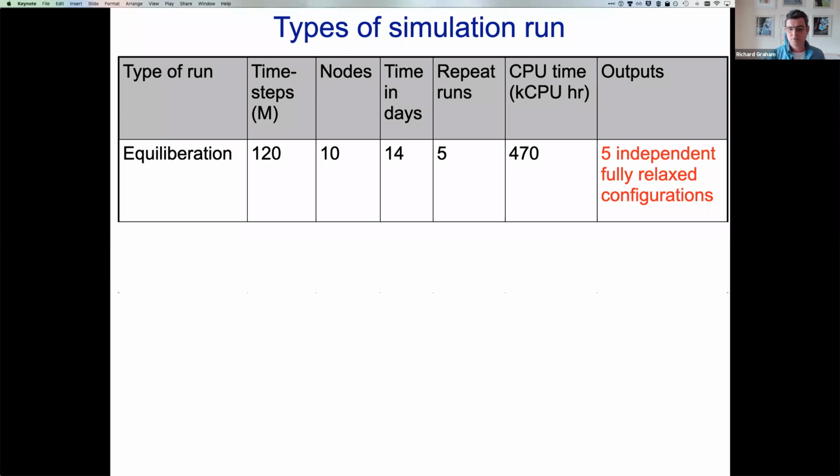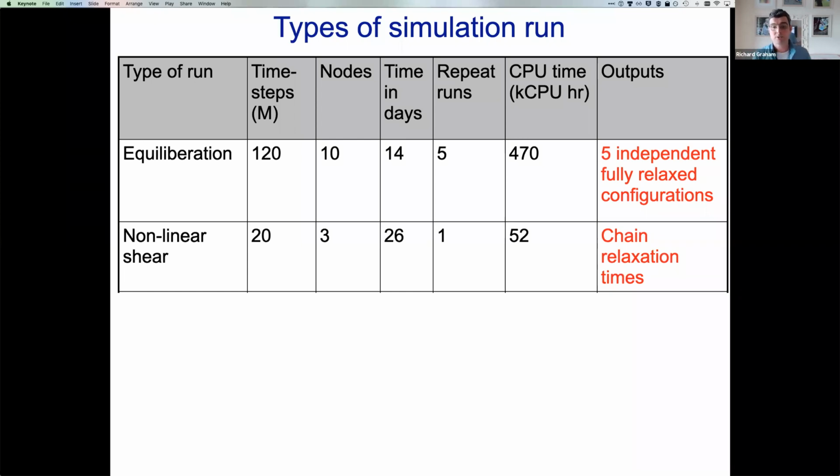We need to do a sequence of runs in order to generate our data. So the first thing we need to do is fully relax the system. We had an estimate for how long that would take. What we're trying to get out of this is a series of fully relaxed configurations so that we're ready to do meaningful simulations with those relaxed configurations. You can see that the amount of time that this took was a little more than a quarter, so about 3 months of simulation time just to relax these materials.